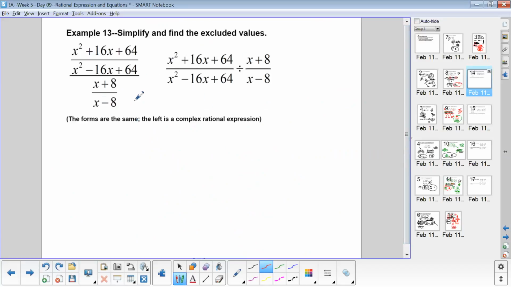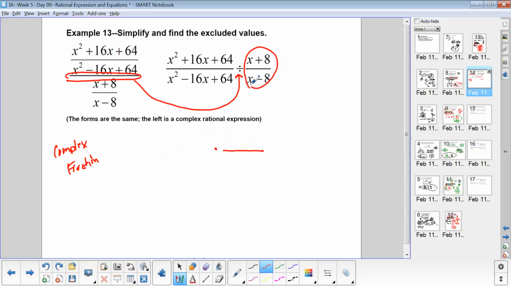Again, this one, notice how it's written. This is what we would call a complex fraction. So don't let that scare you. That just means that this division bar right here is the same thing as this one right here. So you see division, you are welcome to change that to multiplication. You're just going to have to take the inverse of the fraction that's dividing into this.